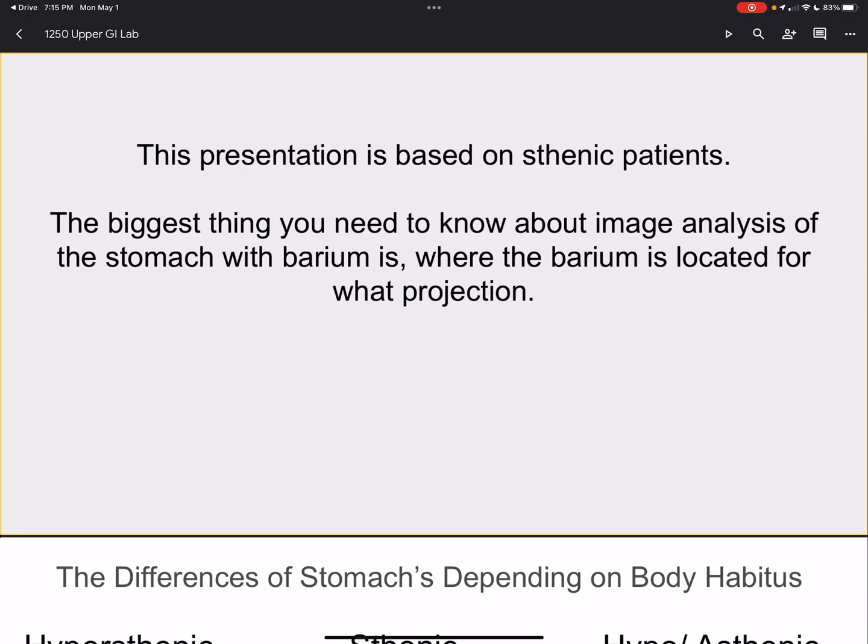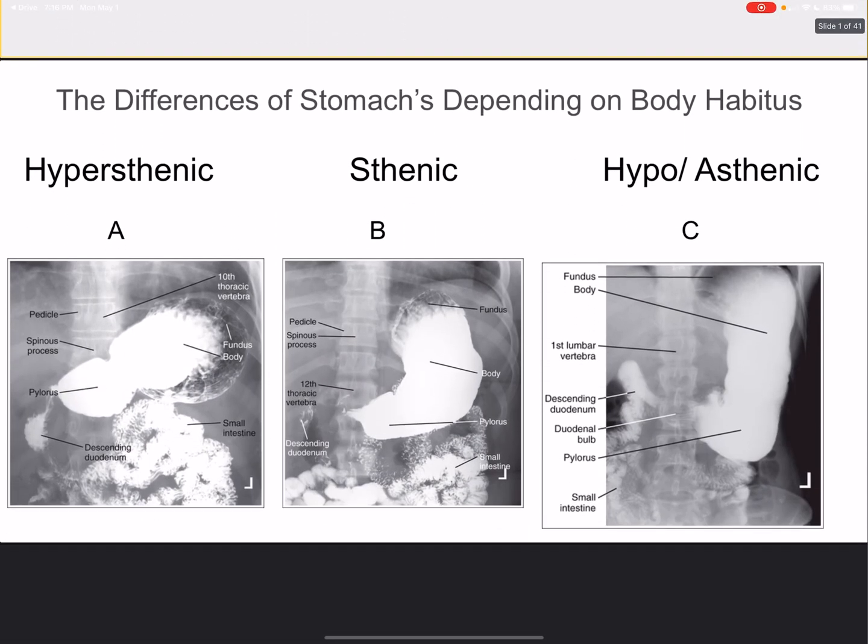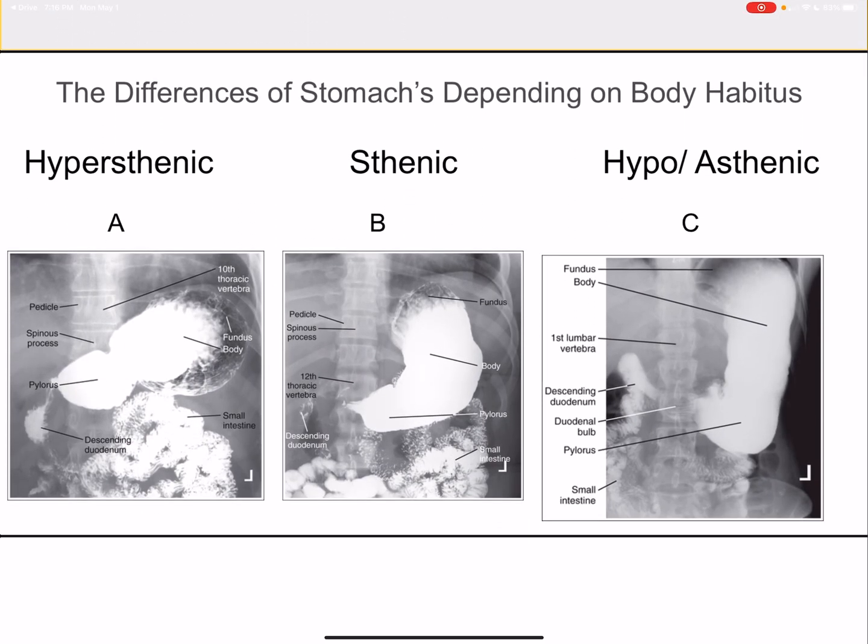So just as a refresher, this is the same stuff we went over in lab, but just so you have a recording, this presentation is going to be based on sthenic patients. The biggest thing that you have to know from an image analysis standpoint for the registry with the upper GI is where the barium is located and what we are looking at with the different positions. So the differences of the stomach are dependent on the body habitus.